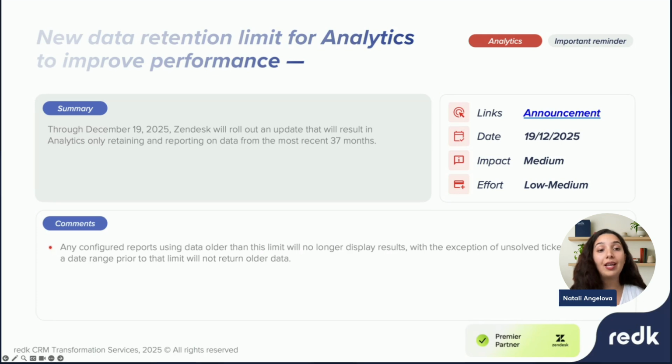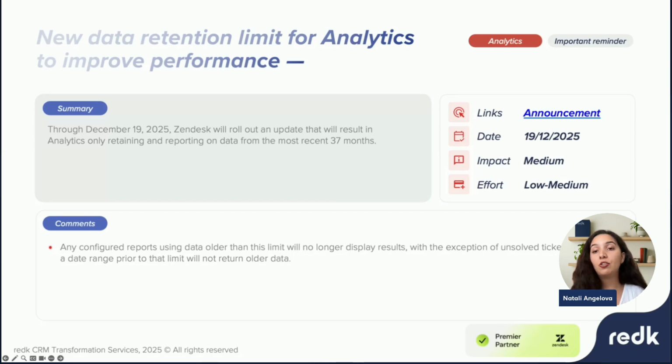So, through December 19th, Zendesk will roll out an update that will result in analytics only retaining and reporting on data from the most recent 37 months. Any configured report using data other than this limit will no longer display results, with the exception of unsolved tickets. If you select a date range prior to that limit, Zendesk Analytics will not return all the data.